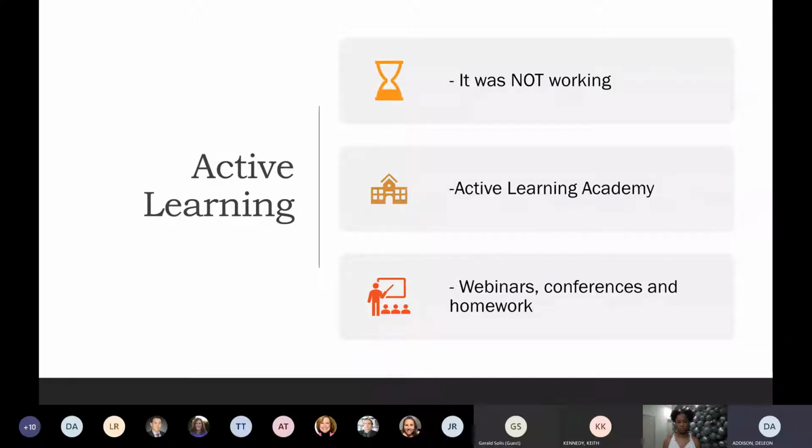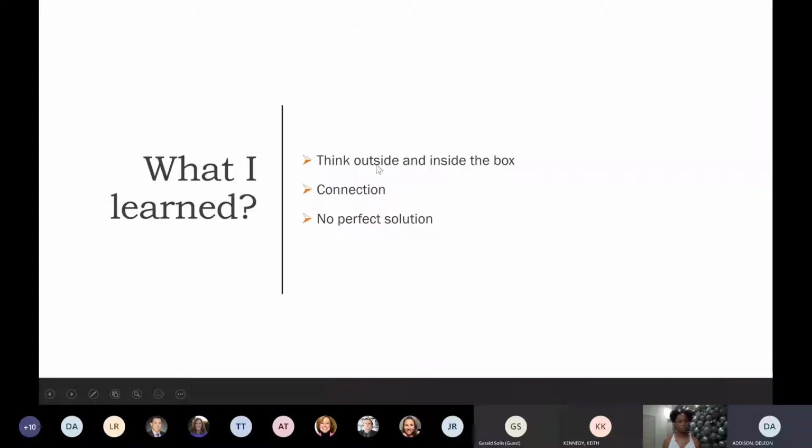I actually attended our Active Learning Academy, as well as did several webinars, conferences, and my homework. And I encourage all of you to do that as well. But this is what I learned. First of all, we can think outside the box, but we also can think inside the box. The most important part, however, is that we make the connection for the students. We have to be thoughtful and intentional in the engagement activities that we use and make sure they understand why we're using them. So I showed you that activity on the Flipgrid.